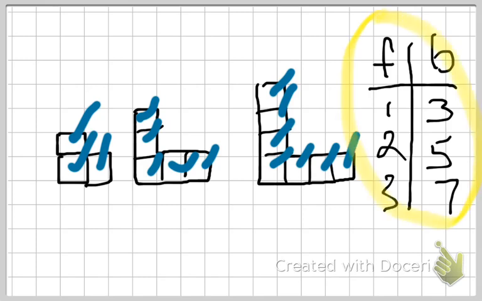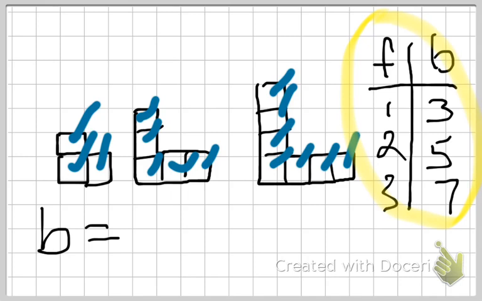Now we want to come up with an equation. So let's see if we can come up with an equation for the number of blocks. So we want to say that the number of blocks is equal to something to do with the figure. So what is it? How do we get from 1 to 3? Well, we could add 2. Let's try that for figure 2. If we had figure 2, add 2, that would give us 4. So that's not going to work.